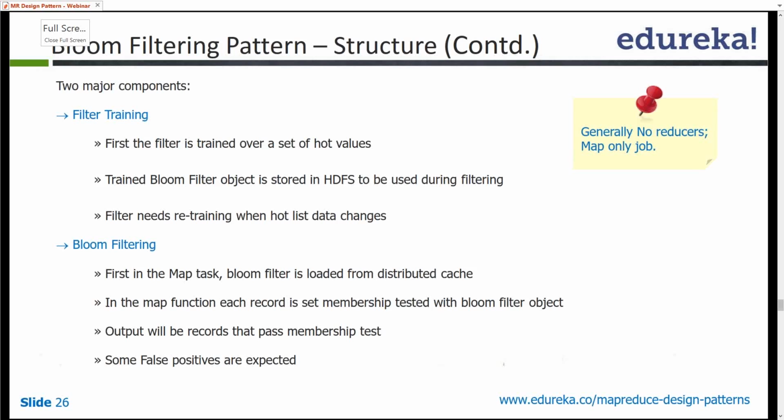Then on the Bloom filtering part itself, you initially will load it from the distributed cache. The size of the Bloom filter is much smaller. In the map function, this is actually only a map job. There's no reduce phase as far as the testing part is concerned. In training, you require a reduce phase. In the map function, each record is set membership tested with the Bloom filter object. Output will be records that pass the membership test, and some false positives, as I said, are expected.